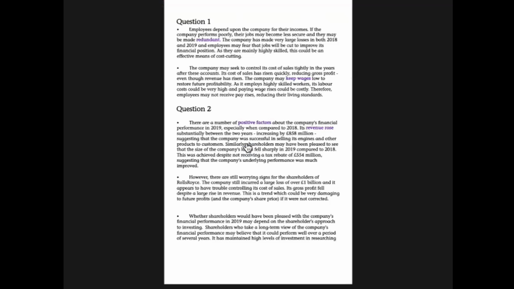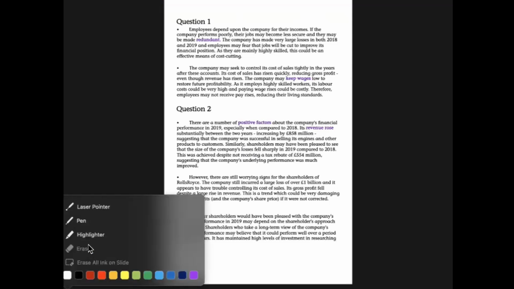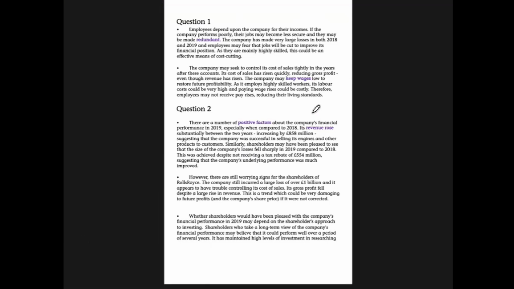yes. So this is a more detailed answer. Like I said the other time, you would be expected to give a more detailed answer. You mentioned their wages, which is the second point here. Let me use my highlighter. You mentioned to keep their wages.